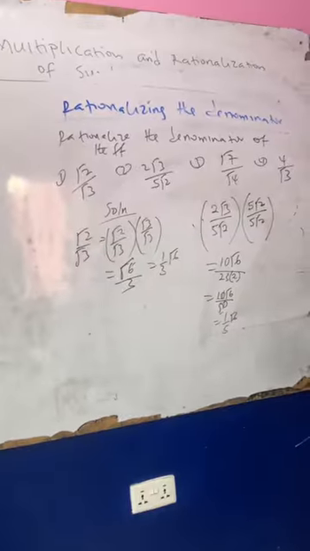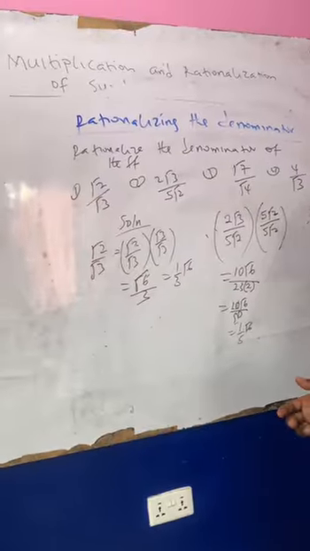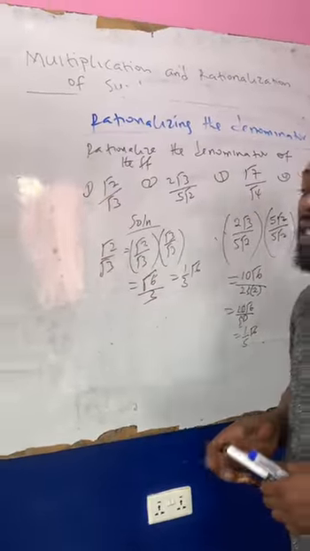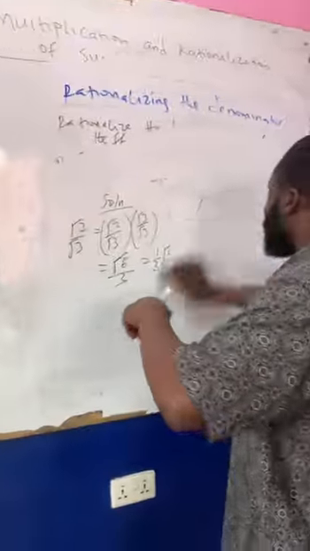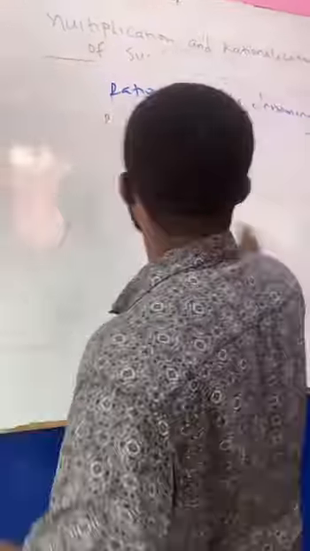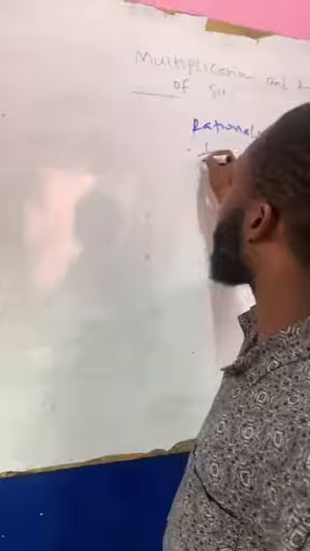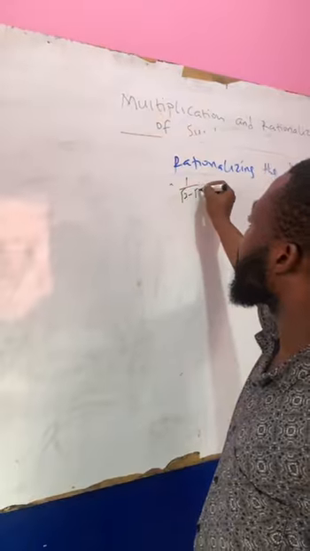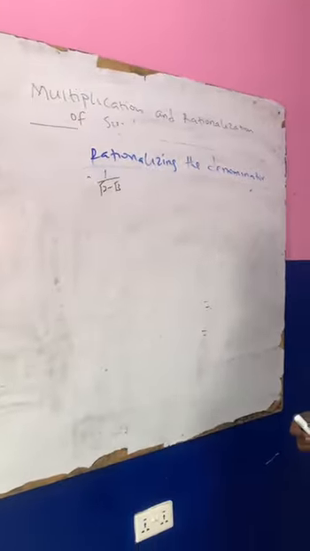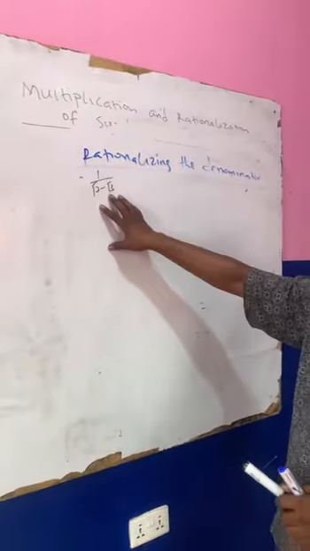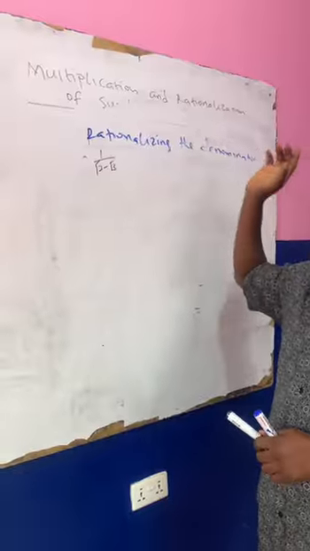Now the last thing under rationalization is, what if you have a binomial? Rationalization where the denominator is a binomial. What do we do? So I have 1 over root 2 minus root 3. I want to rationalize this one. Now to rationalize this one, remember conjugate set.